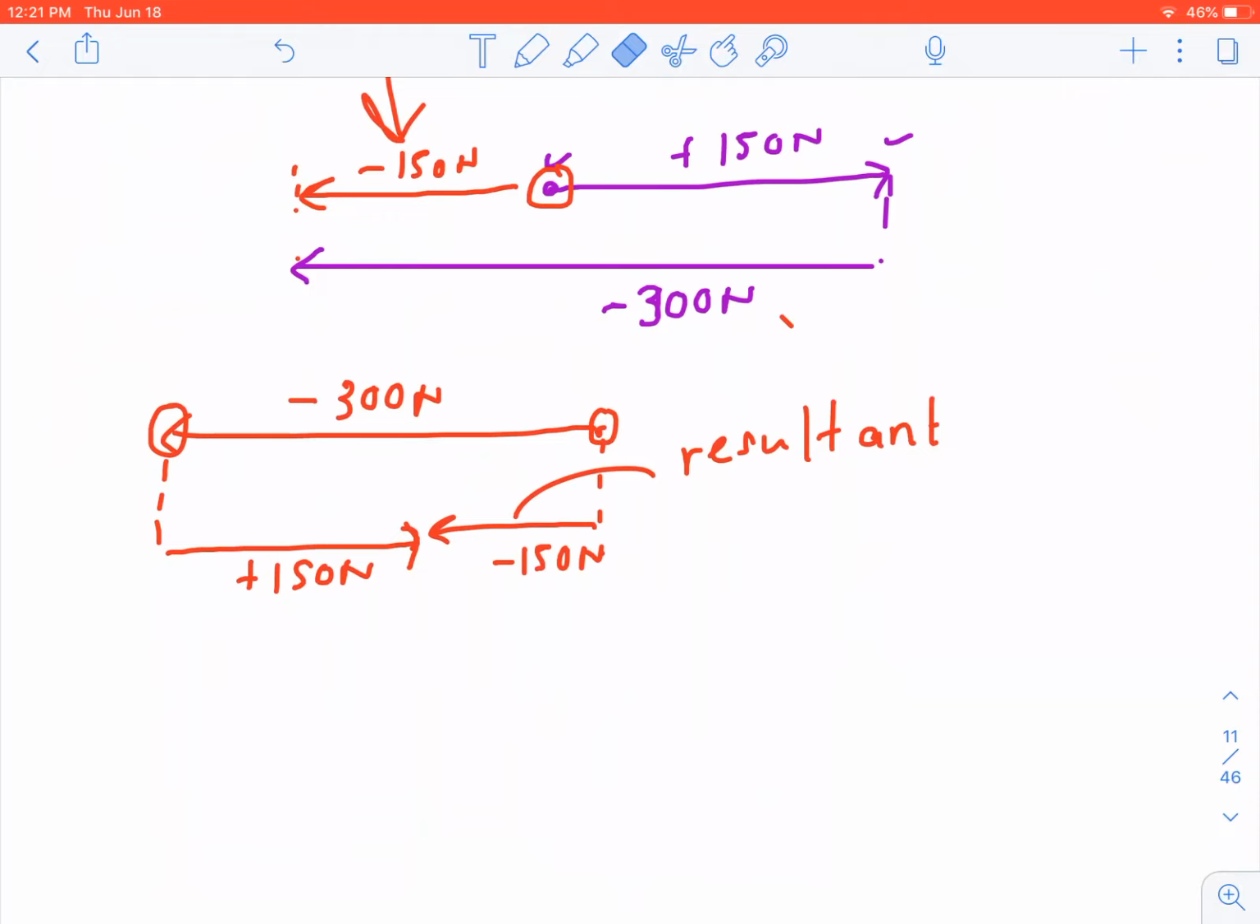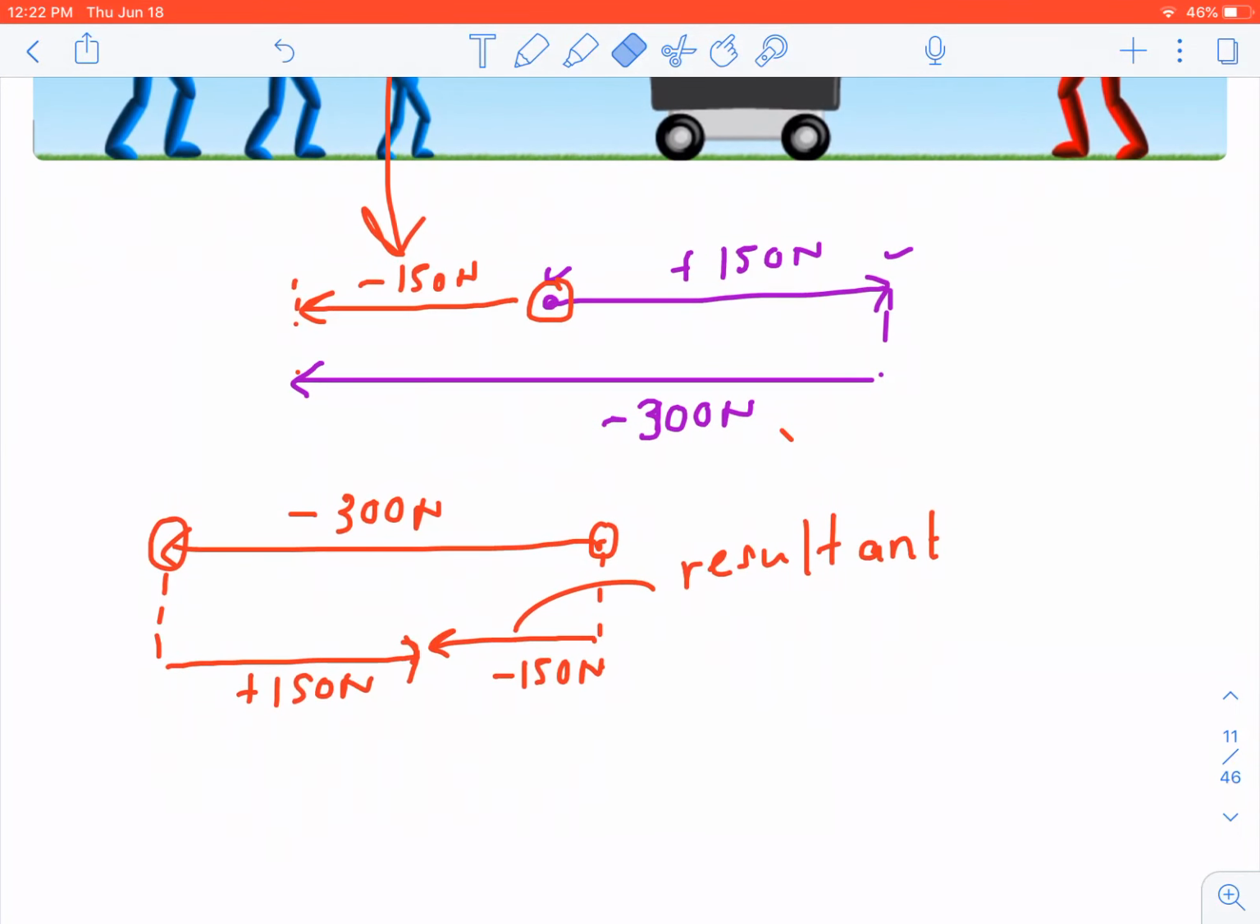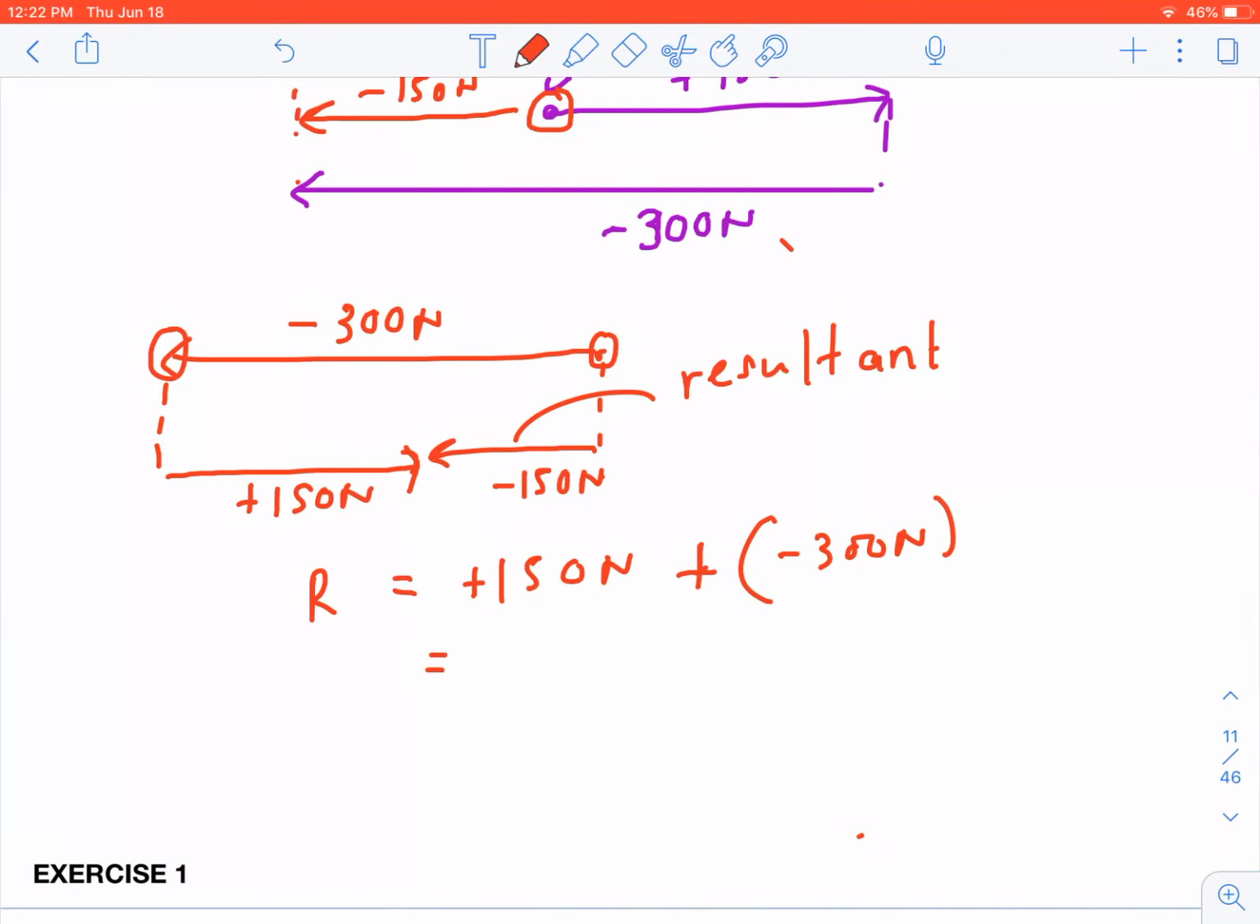But if I want to do it in terms of algebra, I would have then said I take 150. So my resultant would be 150 newtons to the right, plus minus 300 newtons to the left, which means it would be minus 150 newtons. Okay.